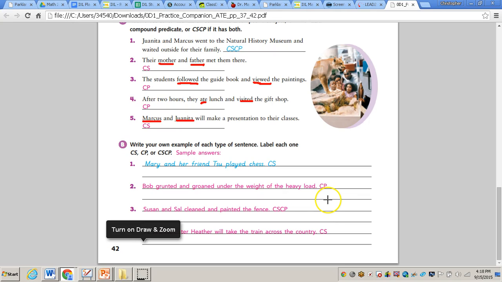So this concludes the video on compound subjects and compound predicates. If you have any questions about this concept, please come and see me.